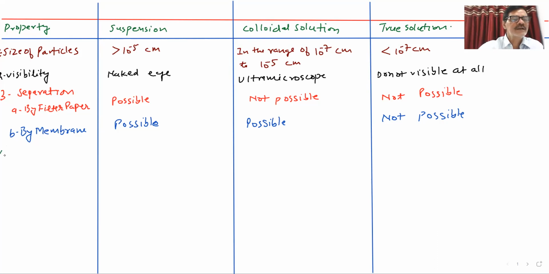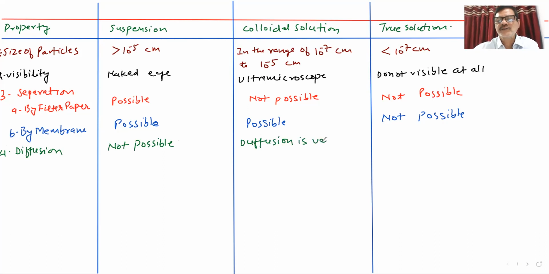Fourth property is diffusion. For this, diffusion not possible. Diffusion is very slow. Here diffusion is rapid. Diffusion is the movement of particles from higher concentration to lower concentration.